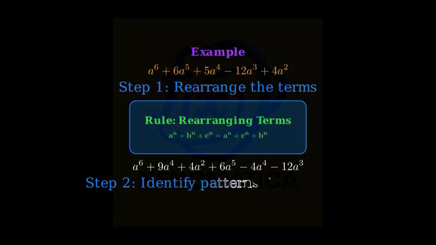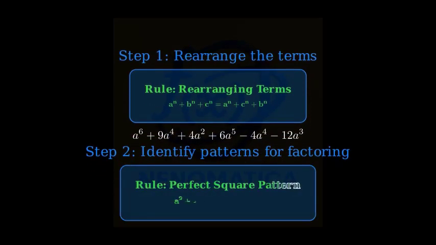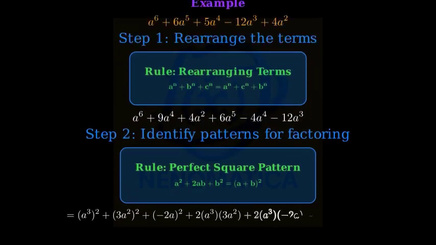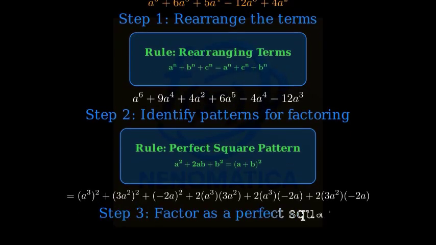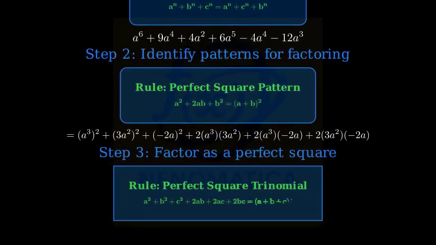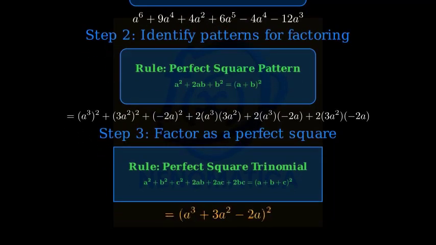In our second step, we'll reorganize the expression to reveal patterns that will help us factor. We'll write it as the sum of perfect squares and other terms. We see that the first three terms can be written as the square of a cubed plus 3a squared. The last three terms can be rewritten using common factors. In step 3, we recognize that this expression follows the pattern of a perfect square trinomial. Specifically, we can write it as the square of the sum a cubed plus 3a squared minus 2a.